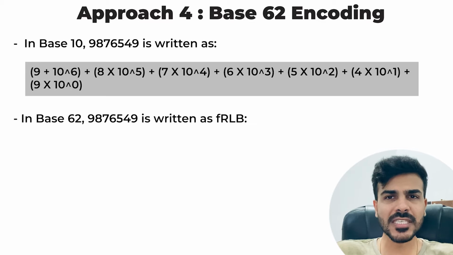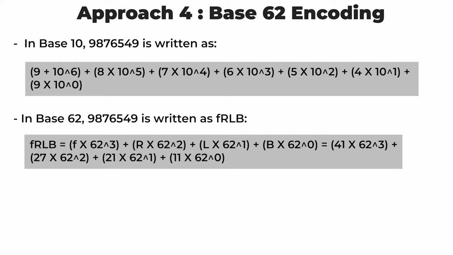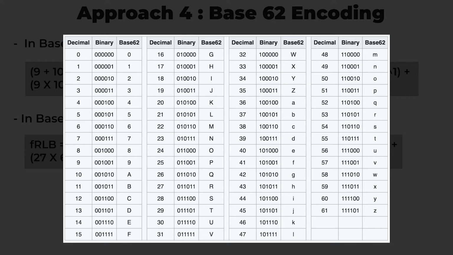Now in base 62, the same number 9876549 is written as small f, capital R, capital L, capital B. Each digit can be of 62 characters now. So FRLB in base 62 becomes small f into 62 to the power 3 plus capital R into 62 to the power 2 plus capital L into 62 to the power 1 plus capital B into 62 to the power 0. Now see the base 62 table for reference.